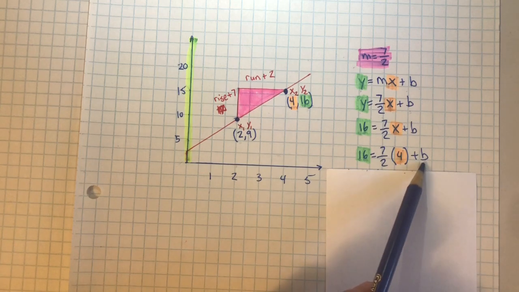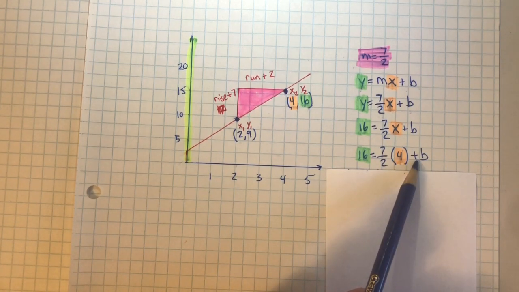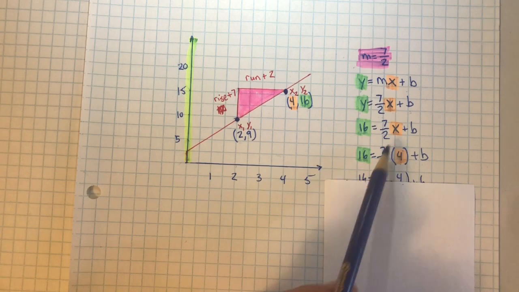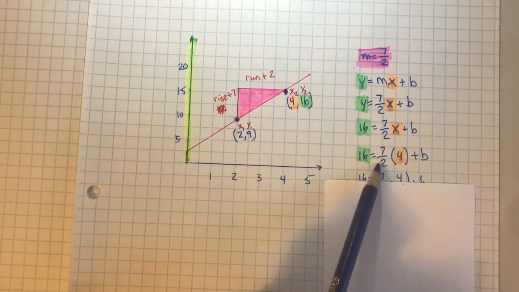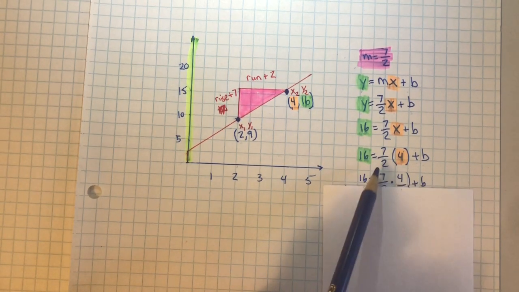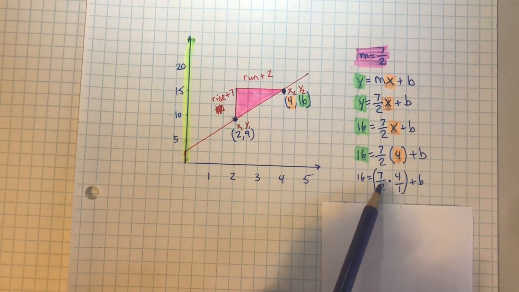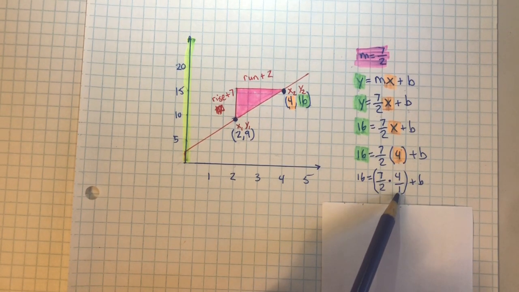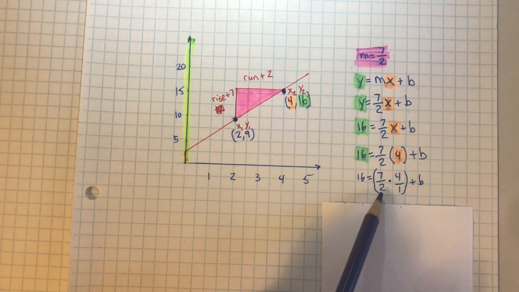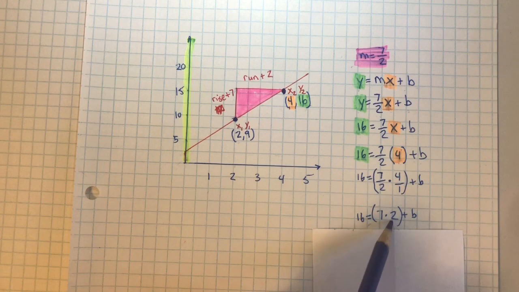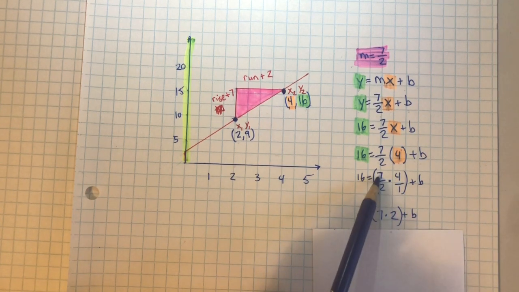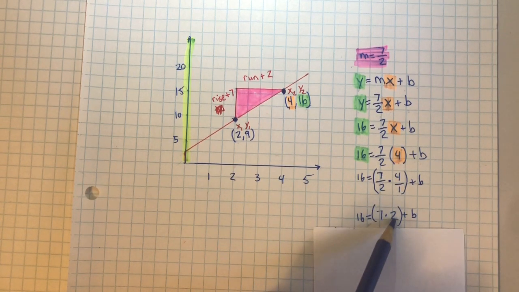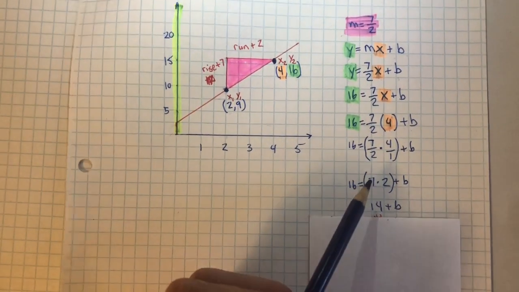Now I'm going to solve for b, and I'm going to do that by simplifying this. 7/2 multiplied by 4, and I wrote 4 as a ratio, 4 over 1. That didn't change the value, it still has the same value. And you can cross cancel: 2 divided by 2 is 1, 4 divided by 2 is 2. Now I have 7 multiplied by 2, which is 14.